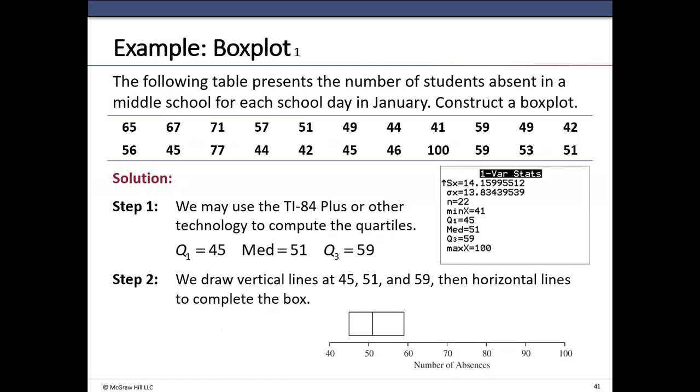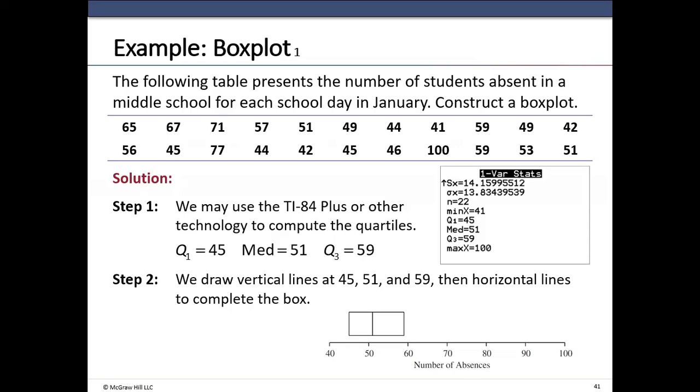Stat 1. In L1, we are going to enter the 2 rows of data. 65, 67, 71, 57, 51, 49, 44, 41, 59, 49, then 42. That's 1, 2, 3, 4, 5, 6, 7, 8, 9, 10, 11. So 11 data points in the first row.